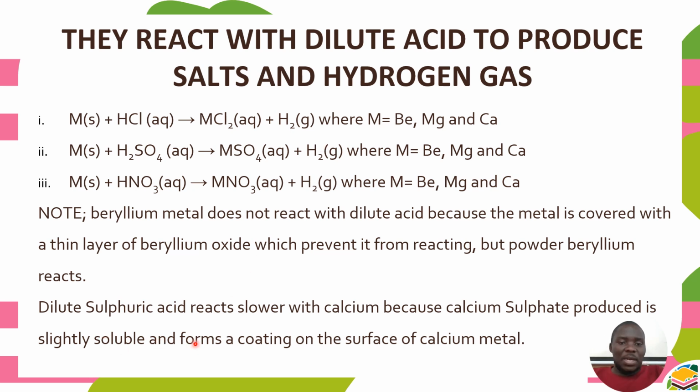Dilute sulfuric acid reacts more slowly with calcium because the calcium sulfate produced is slightly soluble and forms a coating on the surface of the calcium metal.